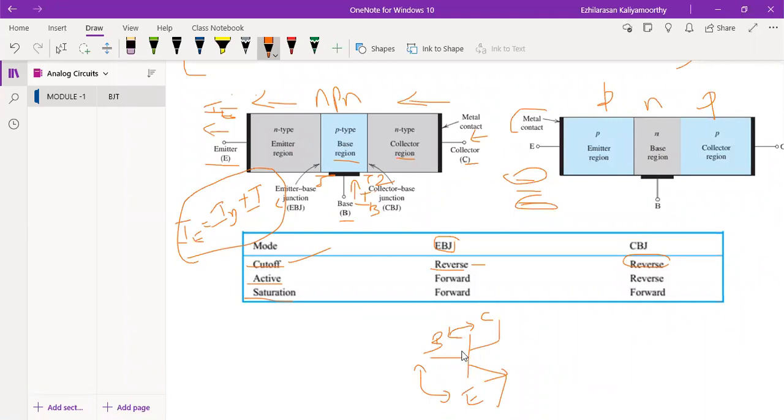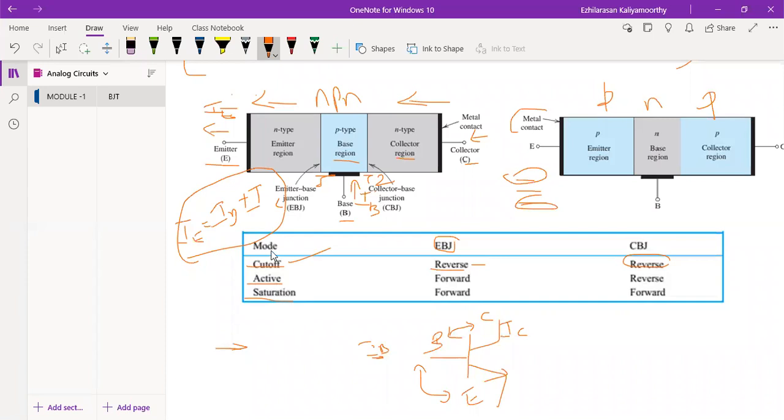The second thing I want to say here is that the BJT is a current controlled device. Why? Because the input is a current, that is IB, and a small amount of current gives a large variation in the collector current, because the output is taken from the collector terminal. So the output will be C. It is a current controlled device; the current only is controlling the device.